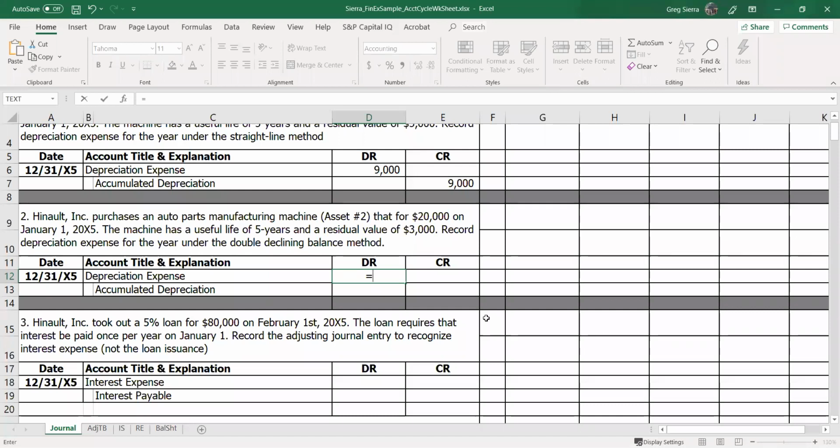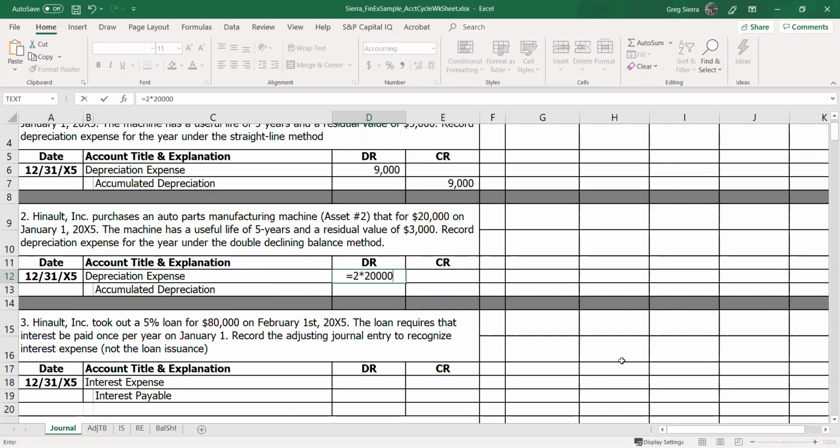The second one is depreciation using the double declining balance method. The asset has a cost of 20,000, a residual value of 3,000, and they've had the asset the whole year. The first thing I like to start off with, because I forget it, is the double part of double declining balance, which is a 2. And you multiply that not times the cost minus the residual value, but just the cost.